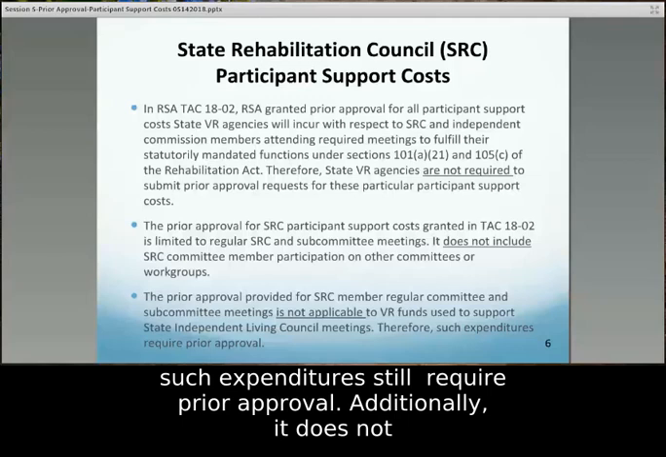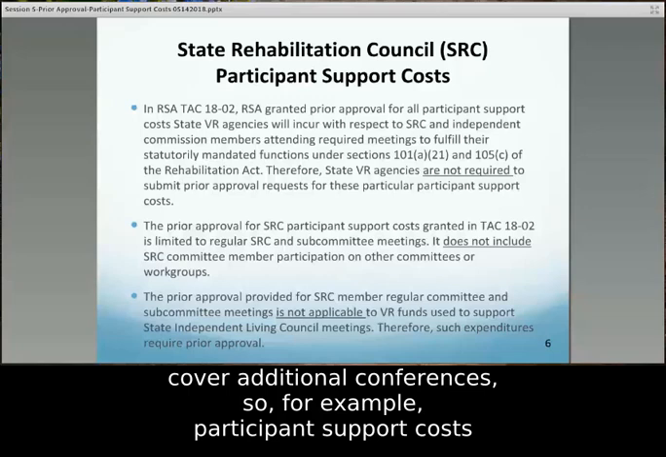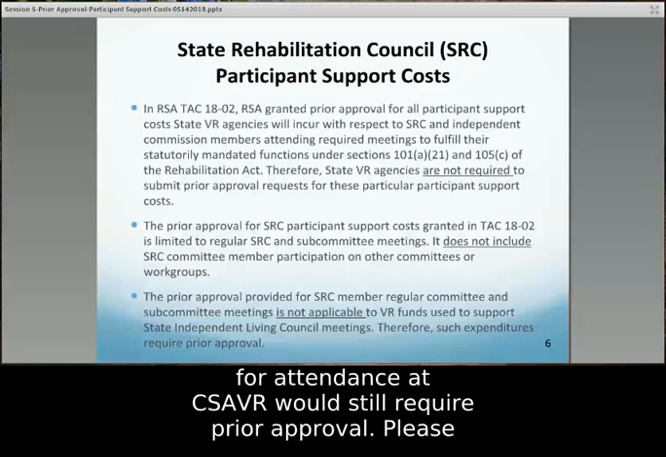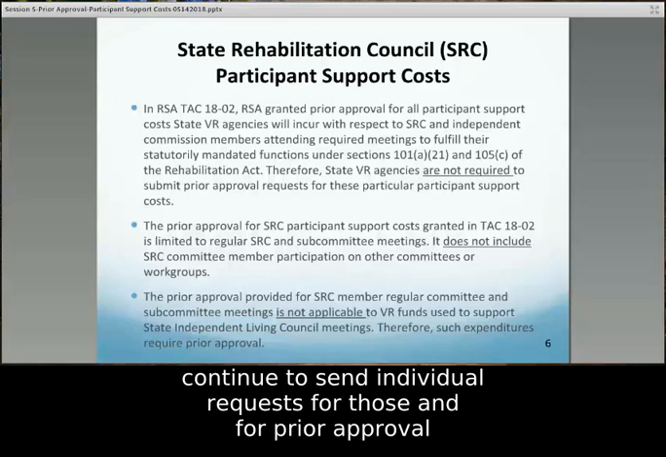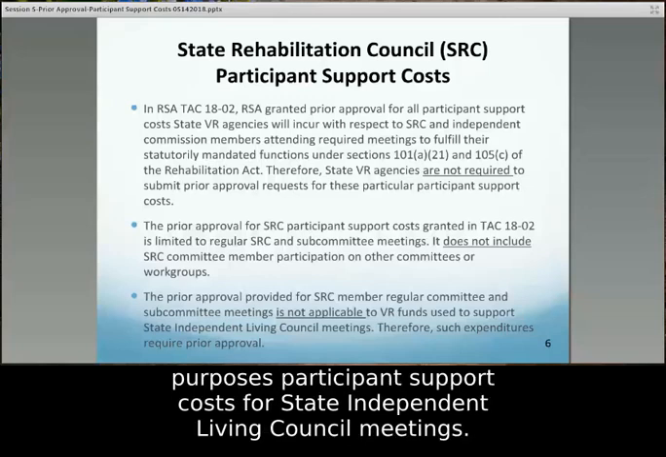Additionally, it does not cover additional conferences. So, for example, participant support costs for attendance at CSAVR would still require prior approval. Please continue to send individual requests for those and for prior approval for participant support costs for State Independent Living Council meetings.